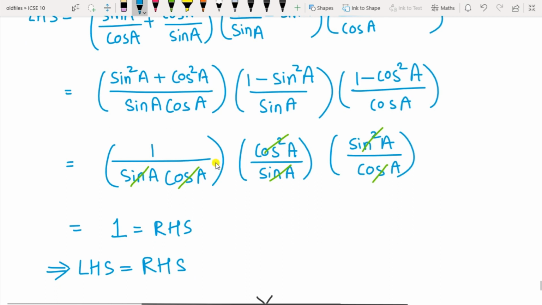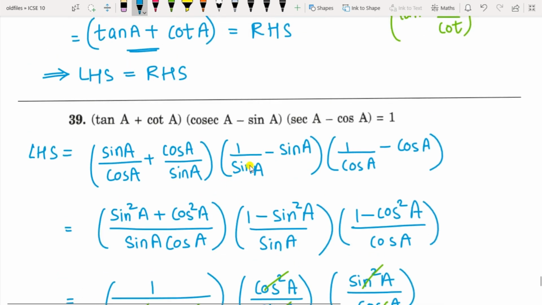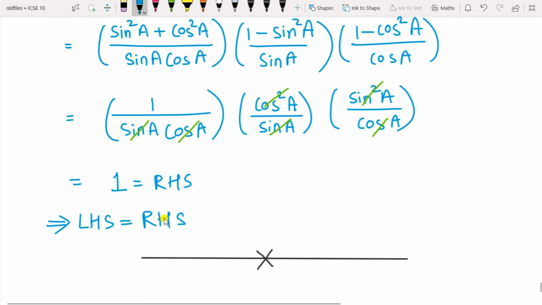Therefore here this cos square A will get cancelled with this cos A and cos A, as this is all multiplication. Since no sign is there, so multiplication, all the 3 brackets are in multiplication. So these 2 will be cos square A and these 2 will be sin square A, will get cancelled. So the answer is 1 here, that is your RHS that we needed to prove as 1. Therefore LHS equal to RHS.